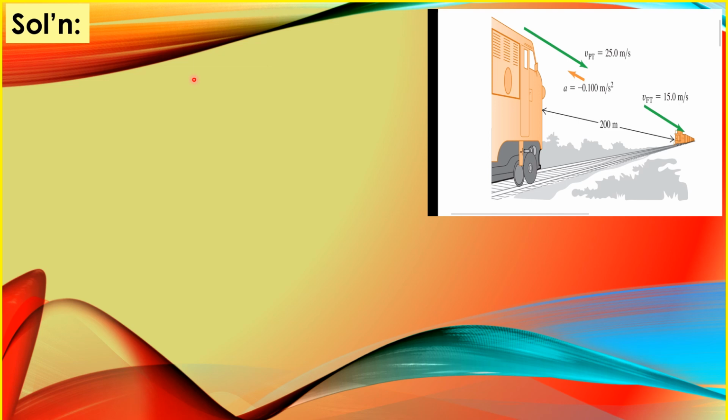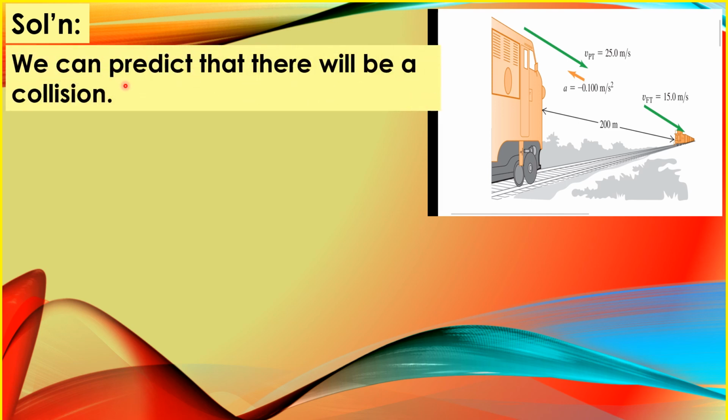Our solution to this question: we are predicting that there will be an inevitable collision based on the fact that the passenger train is traveling at a much faster speed of 25.0 meters per second as compared to the freight train traveling only at 15.0 meters per second. Okay? And considering that the deceleration of the passenger train is rather small, it is only 0.100 meter per second squared.